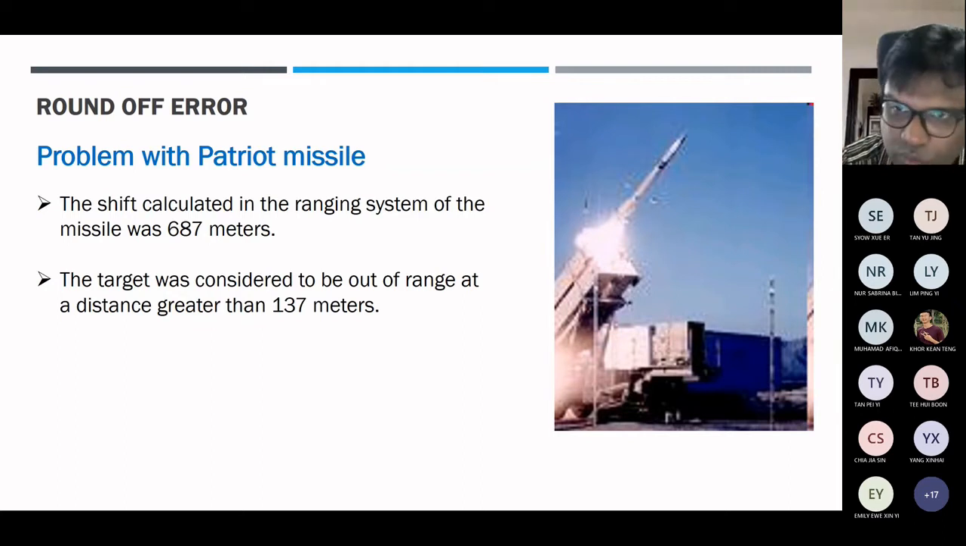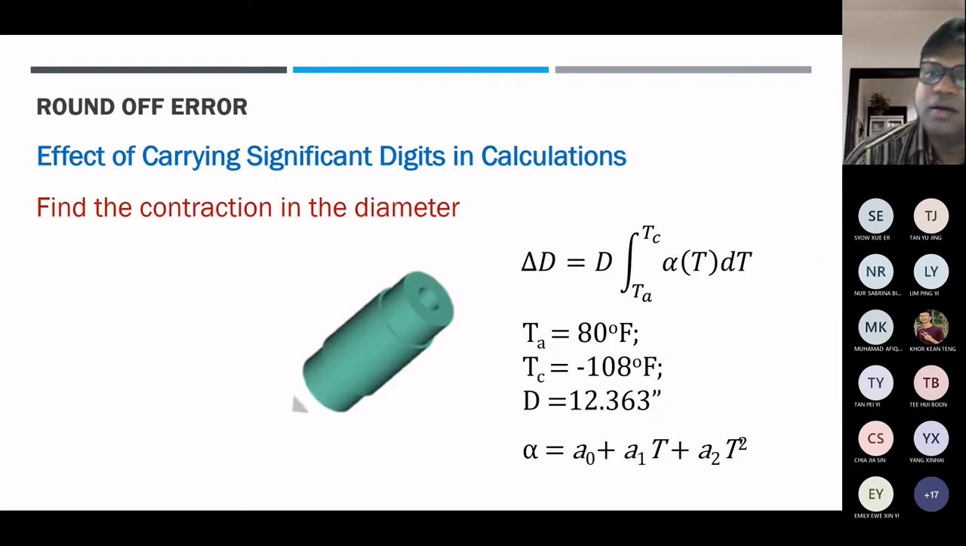So when you calculate measurements in computers, it has to be accurate. All right, now look at this problem. This is the contraction problem of determining the diameters. Now we look at the effect of carrying significant digits in the calculations, in the contraction of the diameter.